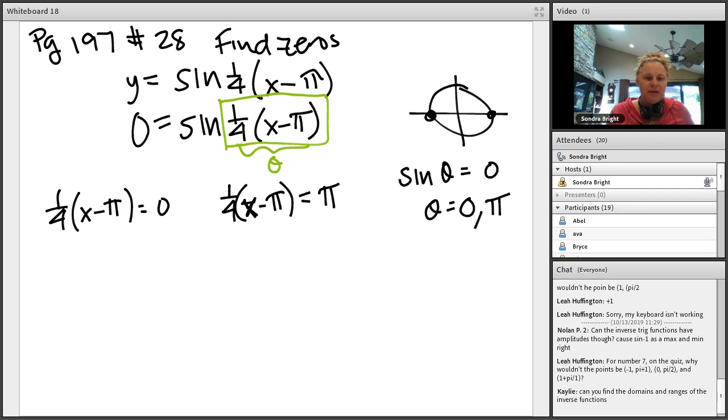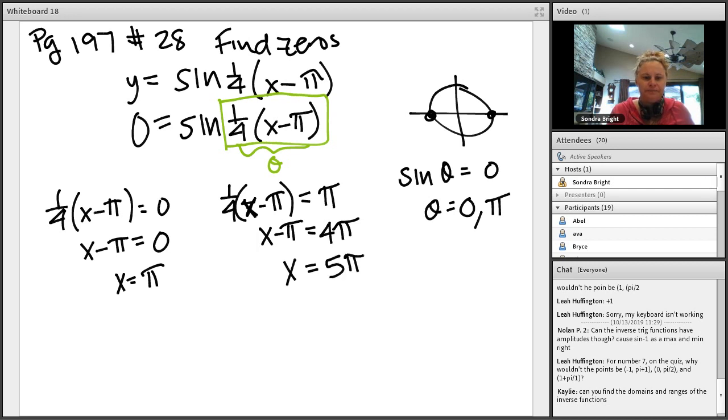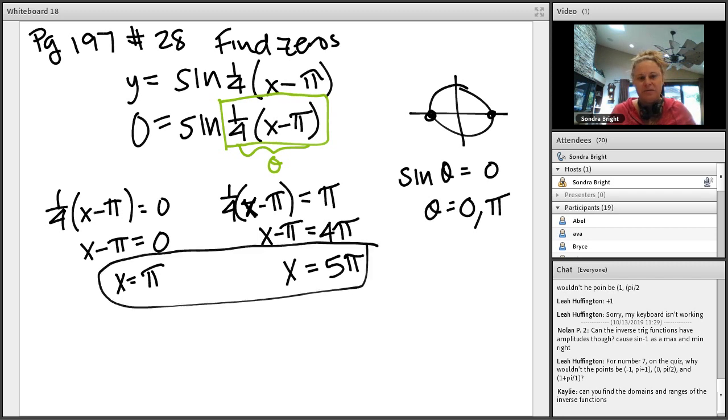So multiplying both sides by 4, so 4 times 0 is 0, and then adding pi, you would get x equals pi. On this one, multiplying both sides by 4 will give you x minus pi equals 4 pi, and then adding pi will give you 5 pi. So pi and 5 pi would be the two zeros I would give. All right.